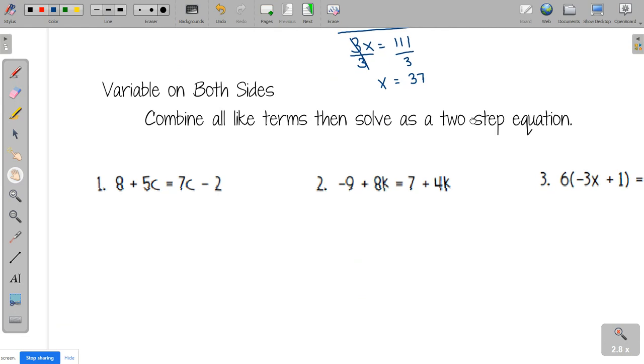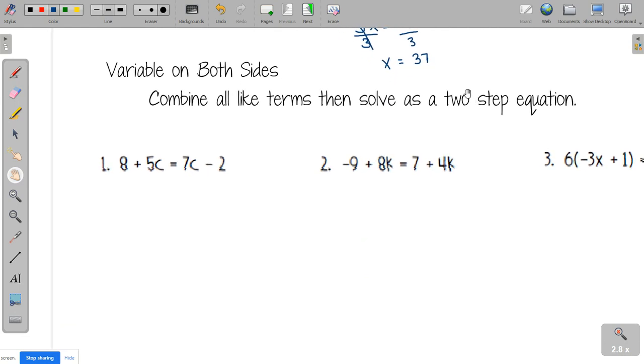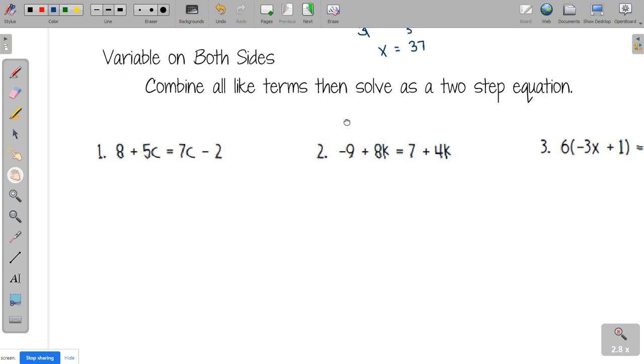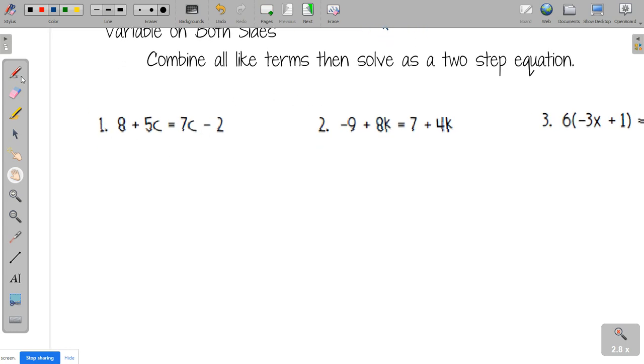Okay, let's look at solving when we have variables on both sides of the equation, or of the equal sign. So we have 8 plus 5c equals 7c minus 2. We need to combine all of our like terms. So I start with my variable. We have a c on this side and a c on this side. I want to move all the c's to the correct side.